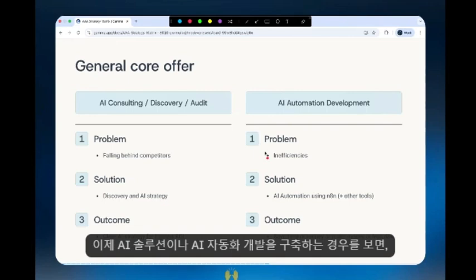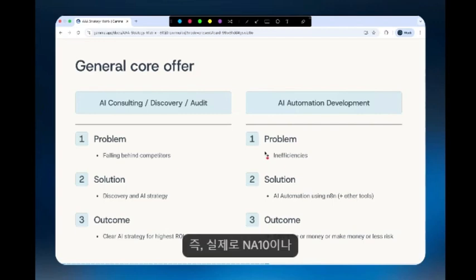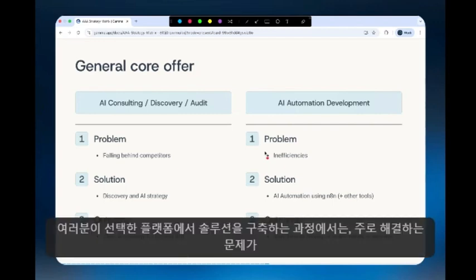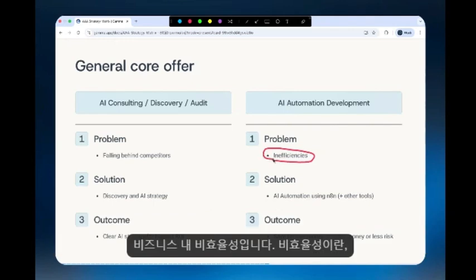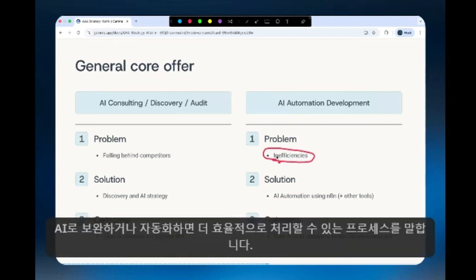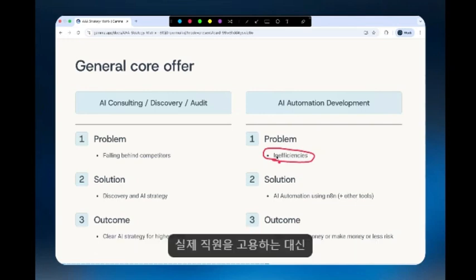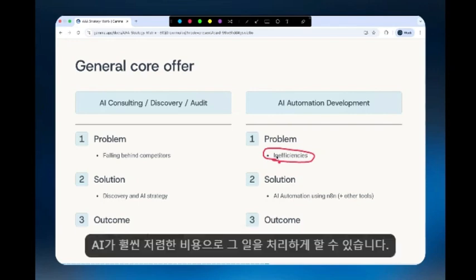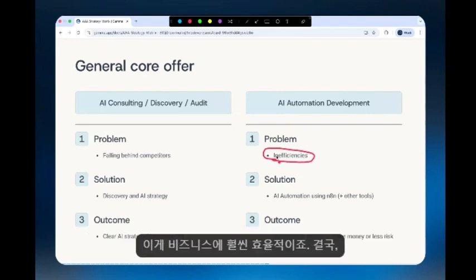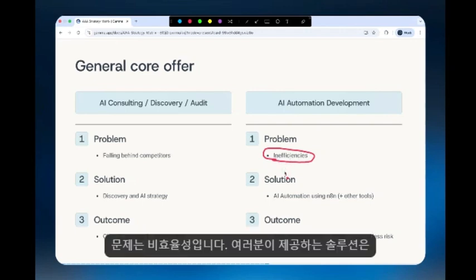Now, when it comes to building out these AI solutions, or AI automation development, which is the process of you actually building out that solution on n8n or whatever platform you decide to use, the problem you're solving is usually inefficiencies inside their business. Inefficiencies being processes that could be done more efficiently if they were AI augmented or AI automated as a whole. So for example, you'd be able to automate someone's administration tasks. Now instead of having to hire an actual admin, they will just get AI to do it at a fraction of that cost, which is much more efficient for their business. So fundamentally, the problem is inefficiency.